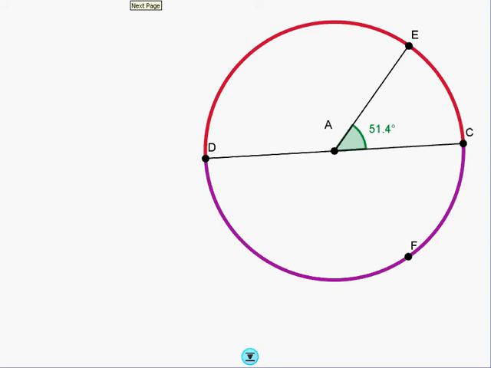Okay, what if our arc is exactly half a circle? It's not minor, it's not major. We call this a semicircle. So for example, semicircle CD.